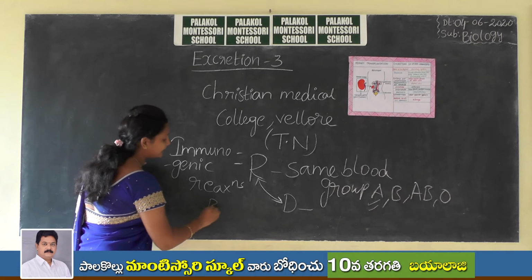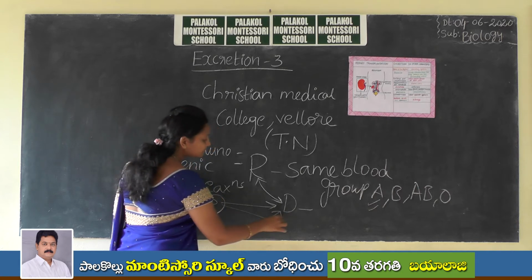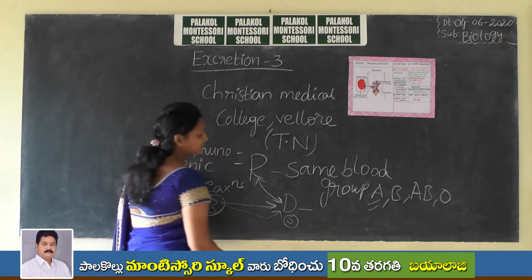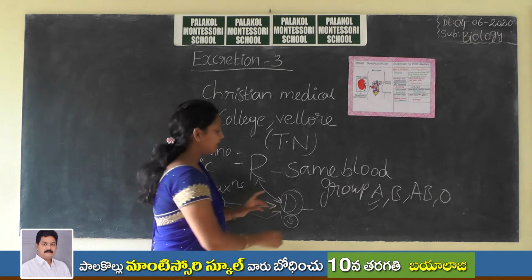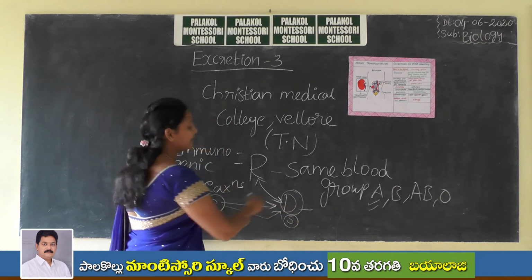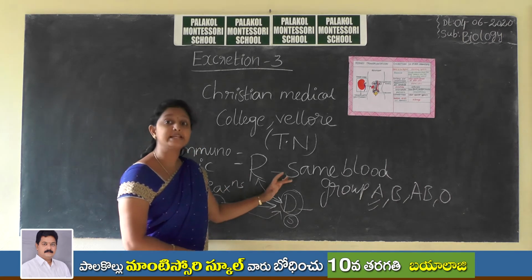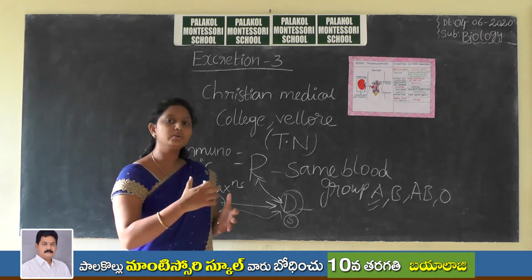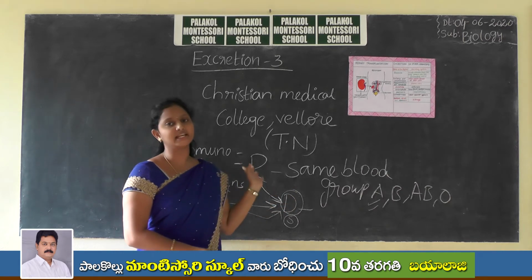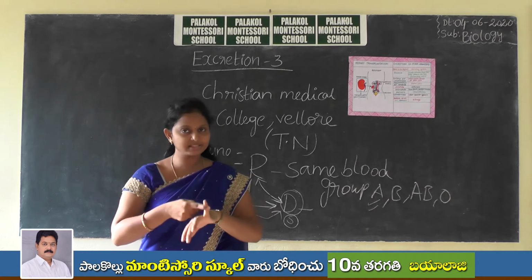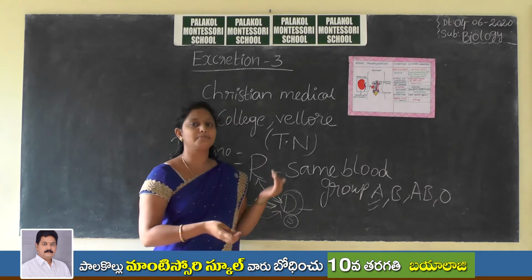For example, a bacteria enters the donor's body. This bacteria can cause some disease. But the donor has resistance power, that is the immune system. Due to the presence of the immune system, he can fight against this type of bacteria. In the same manner, the recipient also has the capacity to fight against this type of bacteria. That is nothing but immunogenic reactions. Blood group and immunogenic reactions must be the same for the donor and the recipient.